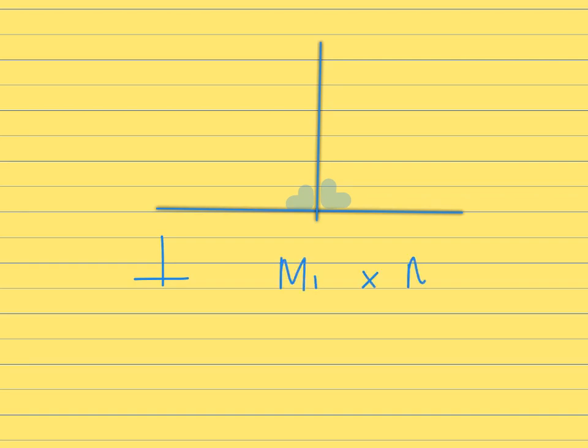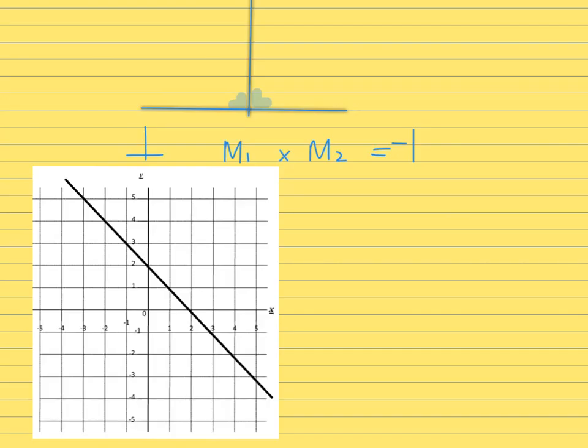Sometimes lines will be perpendicular. And here is an example of two lines that are perpendicular. Okay, you can see here that 90-degree angles are made, and we use this symbol as perpendicular. Now, if two lines are perpendicular, the slope of the first multiplied by the slope of the second has to give you -1.